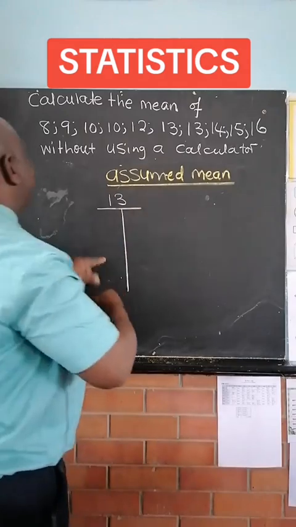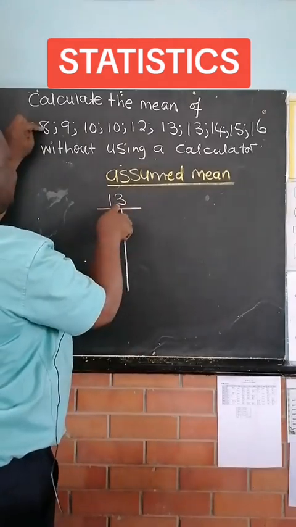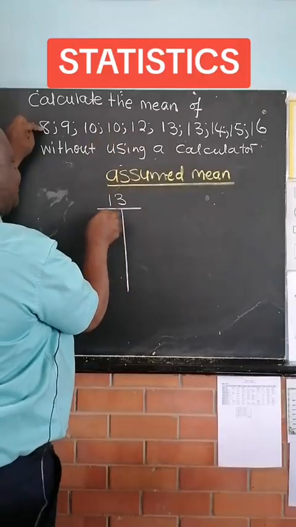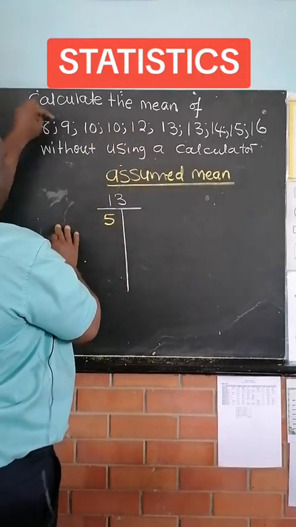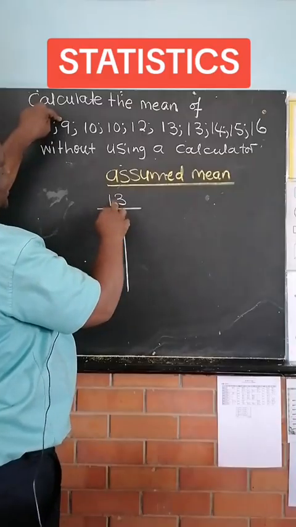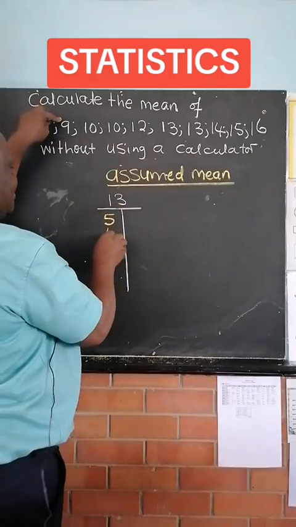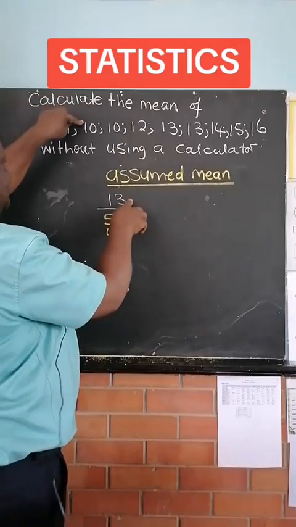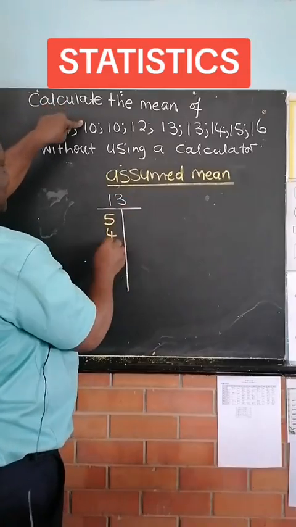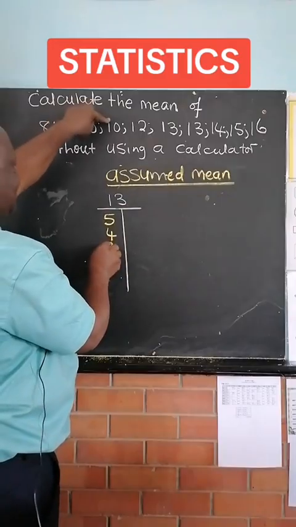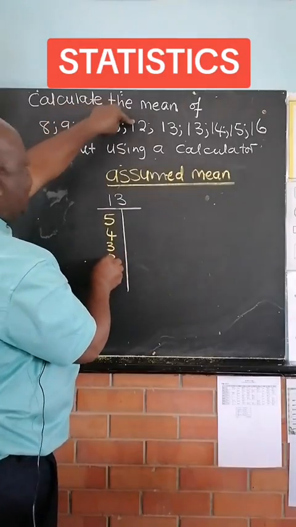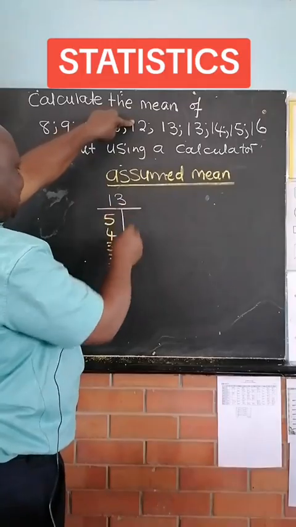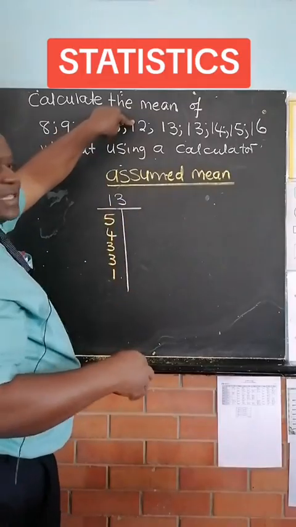For instance, 8 subtract 13 is -5. So I'm going to write 5 on the left. 9 subtract 13 is -4. So I'll write 4 this side. 10 minus 13 is -3. So we write 3. 10 again, 3. 12 minus 13 is -1. So I write 1 this side.